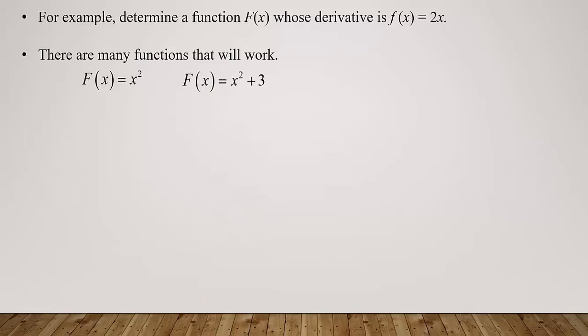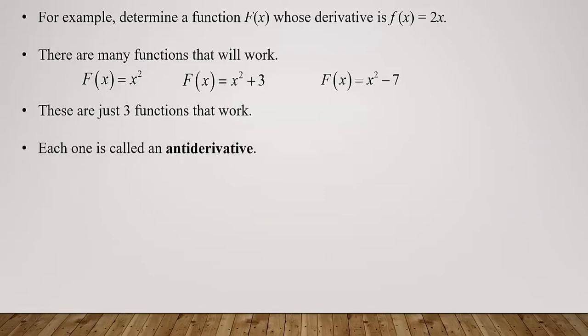Here's another one. x squared plus 3. Because the derivative of x squared plus 3 is 2x. Here's another one. x squared minus 7. Because the derivative of x squared minus 7 is 2x. I've only listed 3 functions that would work here. There are an infinite number that would work. Each one of those 3 is called an antiderivative. And notice, each one of the 3, they just simply differ by a constant.